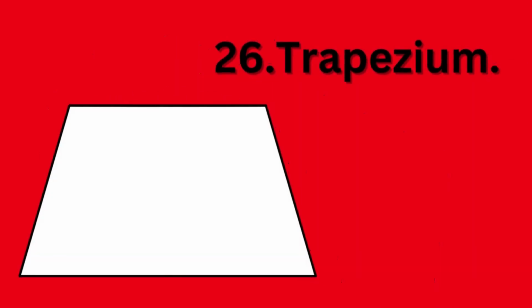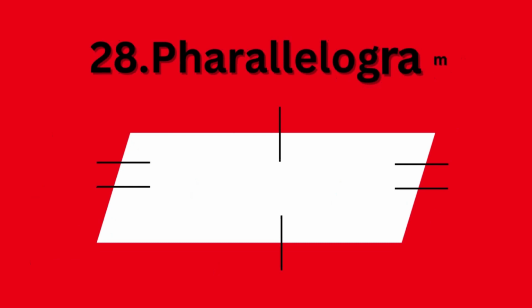Trapezium, a shape which has at least one pair of parallel opposite sides. Rhombus, a shape with equal opposite angles, parallel opposite sides, and equal sides. Parallelogram, a shape with equal and parallel opposite sides.